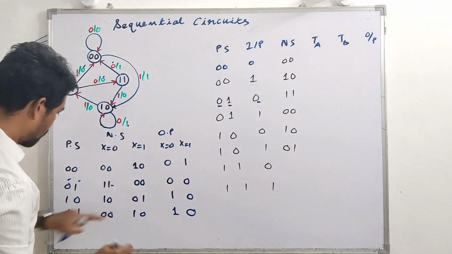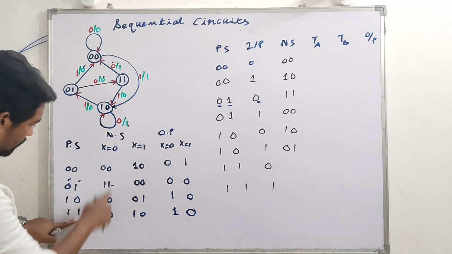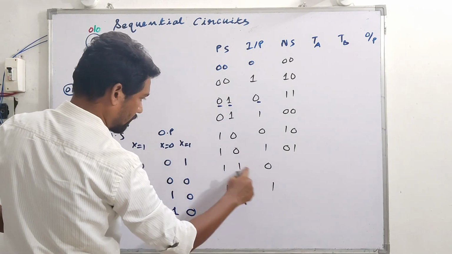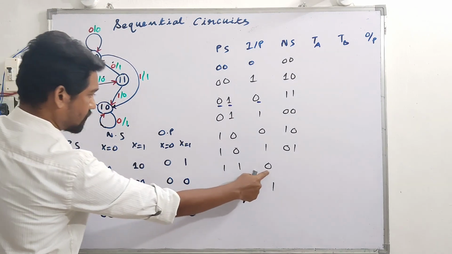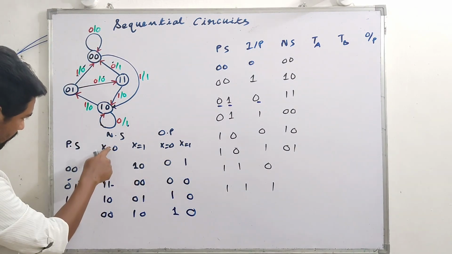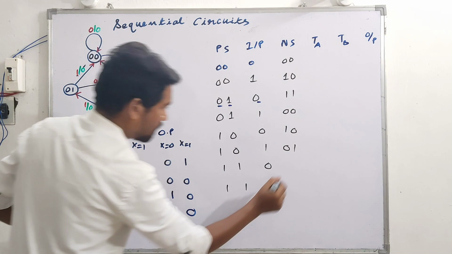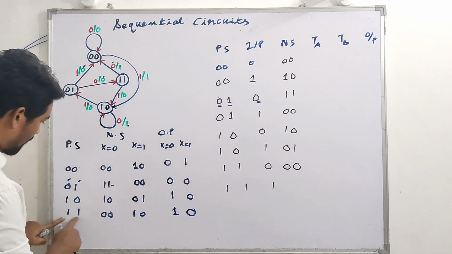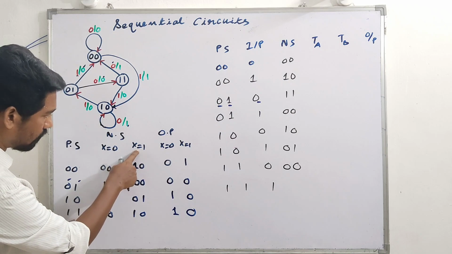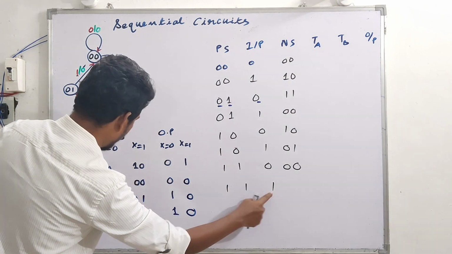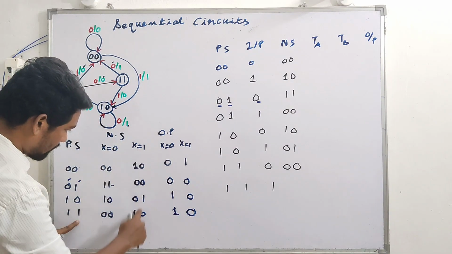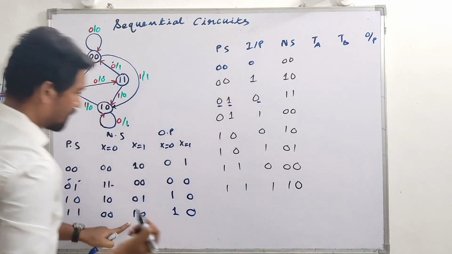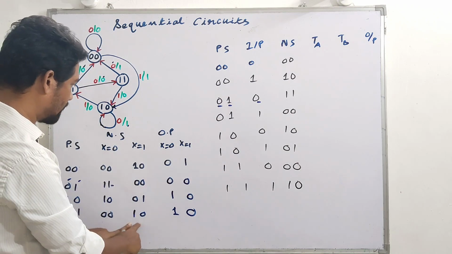And for 1 1 when the input is 0, the next state is 0 0. And for the same 1 1 with the input 1, the next state is 1 0. This information is from the state table itself.